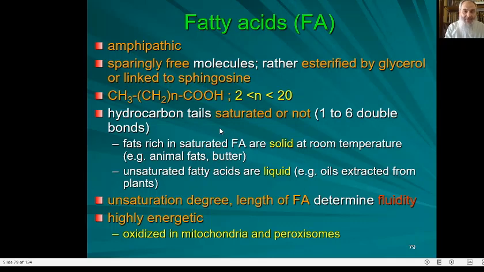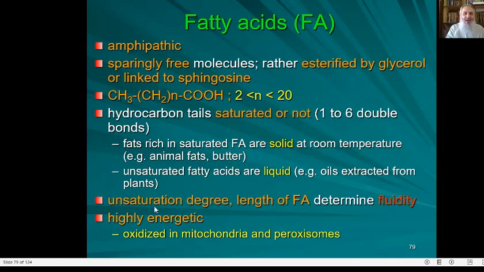If the fat substance is rich in saturated fatty acid, it is rather solid at room temperature. Example, animal fats, most animal fats, butter. These are rich in saturated fatty acids and they are solid at room temperature, while the plant-derived fats are liquid at room temperature because they are rich in unsaturated fatty acids. The unsaturated fatty acids are those that contain at least one double bond. Of course, unsaturation of fatty acids will have a direct effect on lipid fluidity in the membrane.